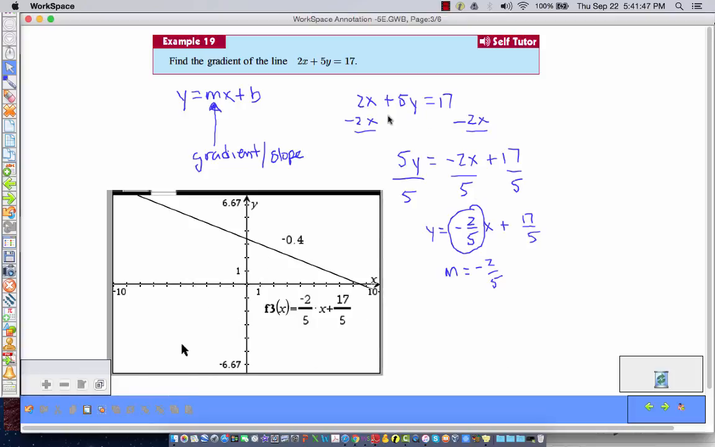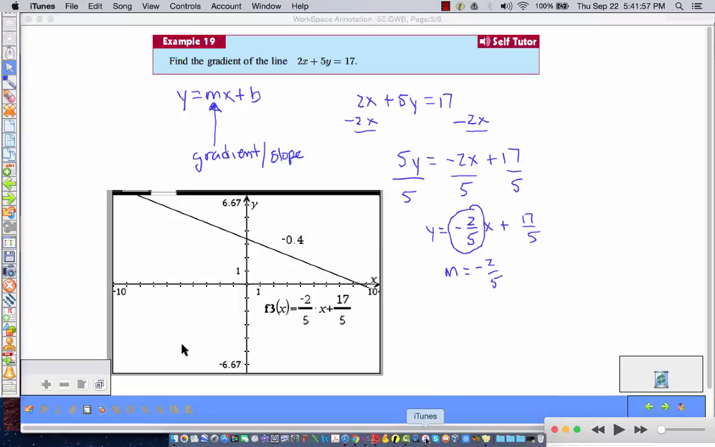And then we got a picture of that for you right here. And you can see that the slope of the line is indeed, we verified it here with our calculator, negative 2/5 because negative 2/5 is indeed equal to negative 0.4.